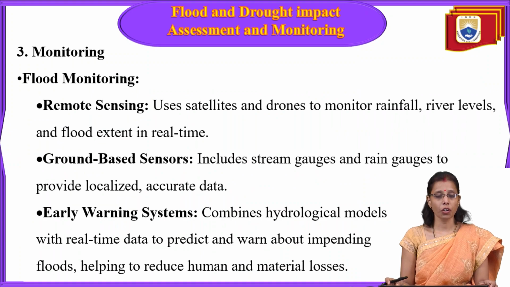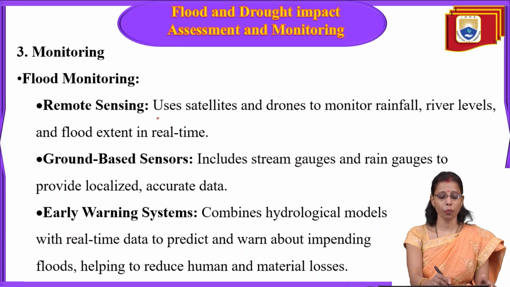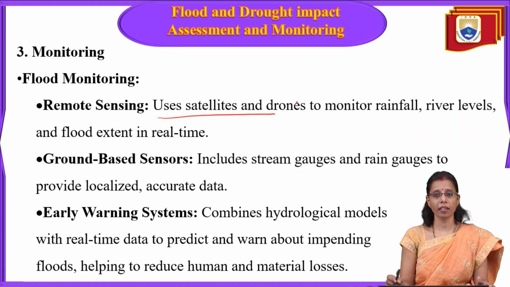Monitoring. Now, if you talk about monitoring, how can we monitor this? Flood monitoring, how can we do it? As I said, remote sensing is a very useful tool here. We can use this technology for monitoring floods and droughts, do the assessment, and reduce the losses with the help of this tool. Remote sensing uses satellites and drones to monitor the rainfall. It will also monitor the river levels.